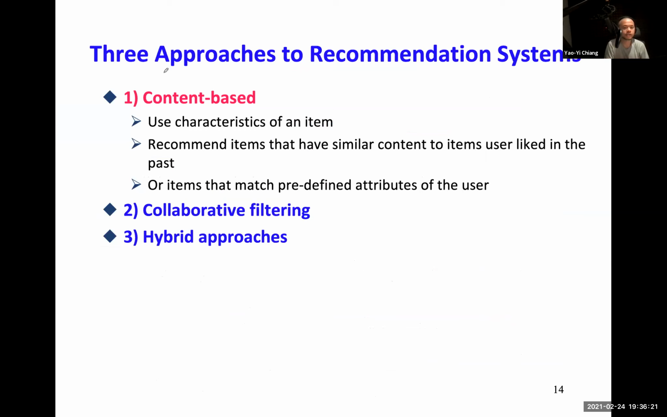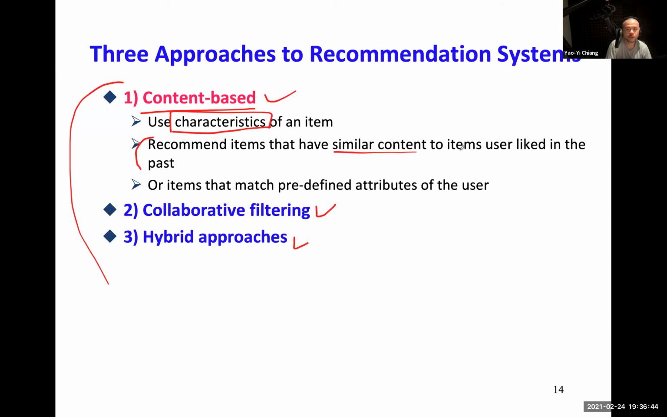So, three approaches to build a recommendation system. We're going to cover all of them: content-based, collaborative filtering, and hybrid approaches. The content-based approach will use characteristics of an item, any description of an item. You recommend items that have similar content to items a user liked in the past, or items that match predefined attributes of the user. And we're going to look at what this means.